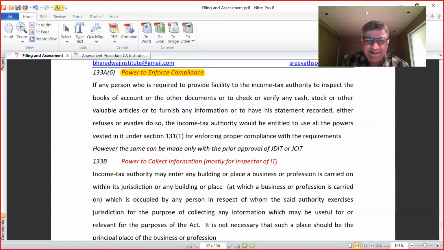Then the next one. Okay, if any person who is required to provide facility to an authority to inspect the books or other documents or to check and verify cash etc. during the survey either refuses or evades to do so, the income tax authority would be entitled to use the power under 131, which is civil code powers. However, the director cannot do it on his own; he has to go back and get the permission of the directors, and that is the power available to the topmost official.